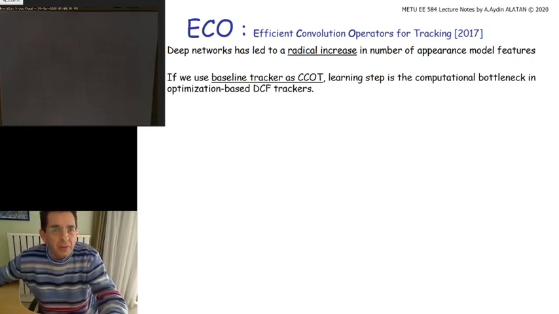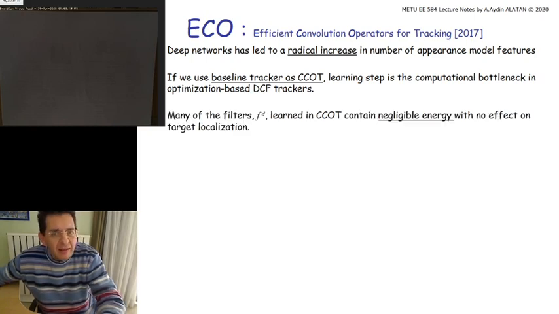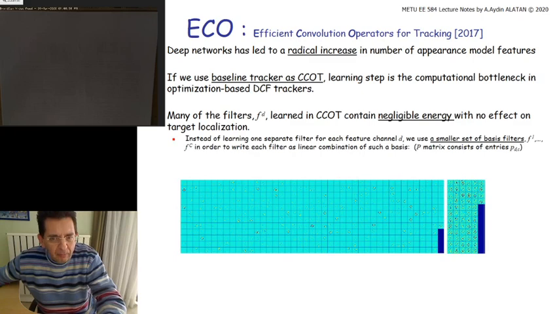Okay, in the optimization-based DCF trackers, you have to have some conjugate gradient approach to obtain your result at the end. And ECO is basically trying to obtain those filters in a faster way. The idea is this: these are nothing but our filters that are obtained through CCOT. Okay, all these things are the filters.